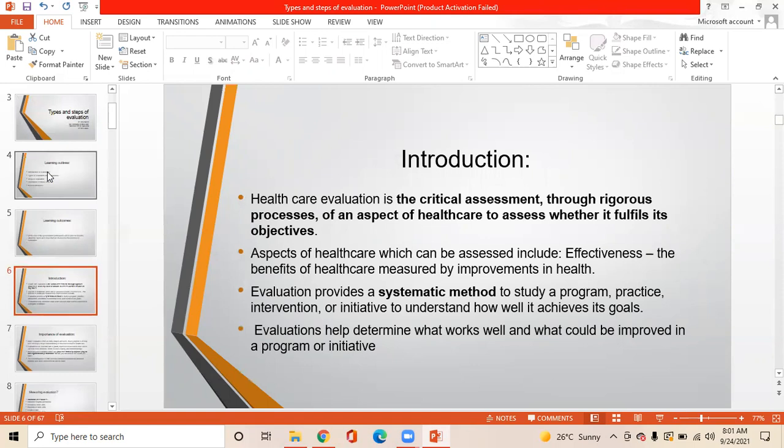Introduction. Healthcare evaluation is the critical assessment, through rigorous processes, of an aspect of healthcare to assess whether it fulfills its objectives or not. Aspects of healthcare which can be assessed include effectiveness, the benefit of healthcare measured by improvements in health. Evaluation provides a systematic method to study a program, a practice, intervention, or initiative to understand how well it achieves its goals. Evaluations help determine what works well and what could be improved in a program or initiative.